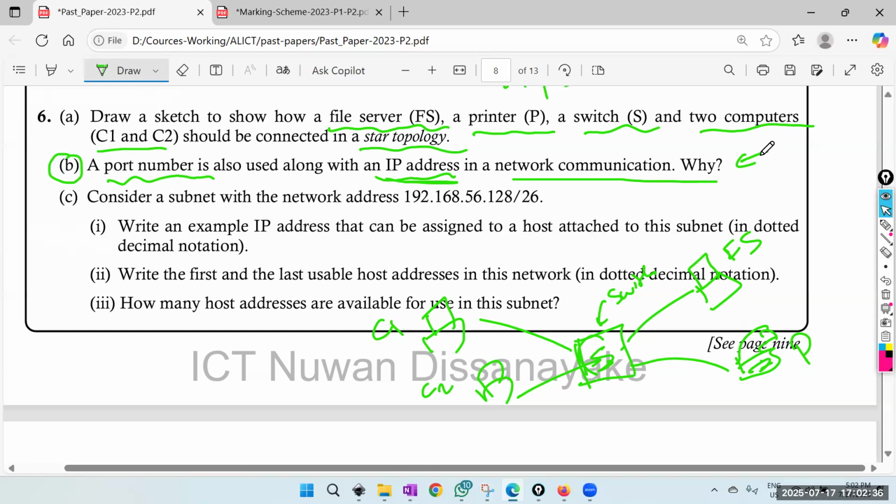Port number. What is the purpose of port number? Remember, port number has two meanings. The switches and routers also have ports. That is a physical port. Here we are not talking about that. Here we're talking about the port number as a logical concept. Remember, in the network layer we have the IP address. In the data link layer we have the MAC address. Network layer, IP address. Then the transport layer we have the port number. The transport layer is the one that manages sessions. Sorry, connections.